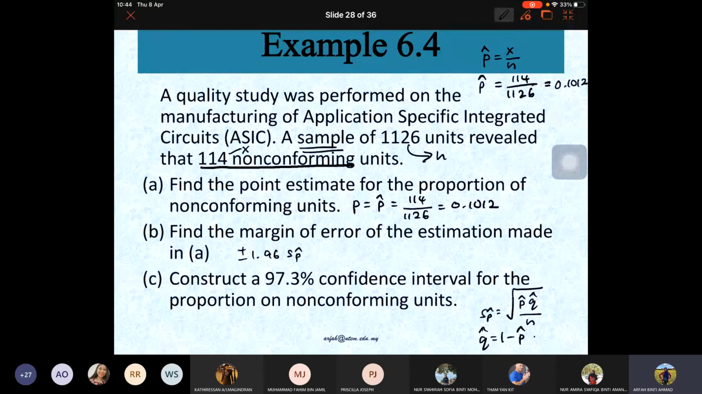Nanti ada quiz minggu depan. Nanti saya maklumkan dalam grup. Tapi selalu saya bagi quiz maybe dalam 2-3 jam kau jawab, lepas tu upload dalam Julen.